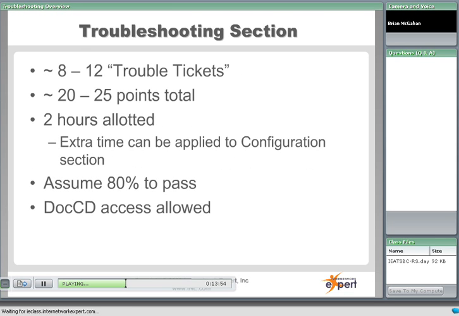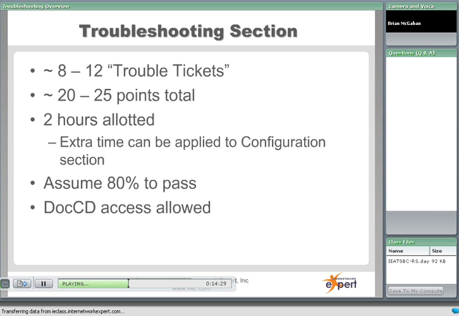So again, troubleshooting, this is where our focus is going to be this week, this new section, which is going to consist somewhere between 8 and 12 trouble tickets, which is going to be a general description of some sort of problem that is going on in the network, whether a user is reporting that they can't send their email or they can't browse the web, or as specific down to maybe an SNMP trap saying that a link is down.